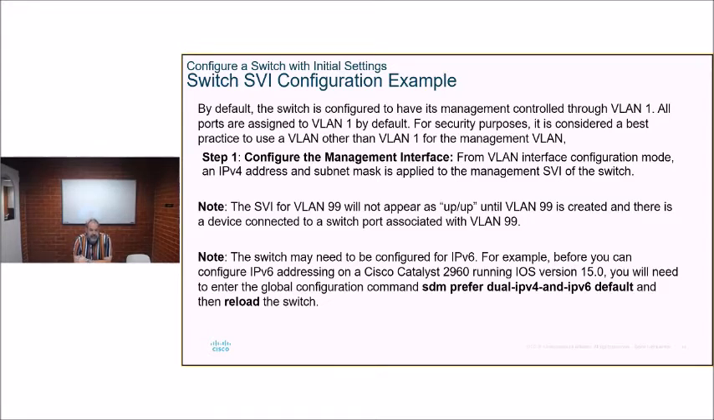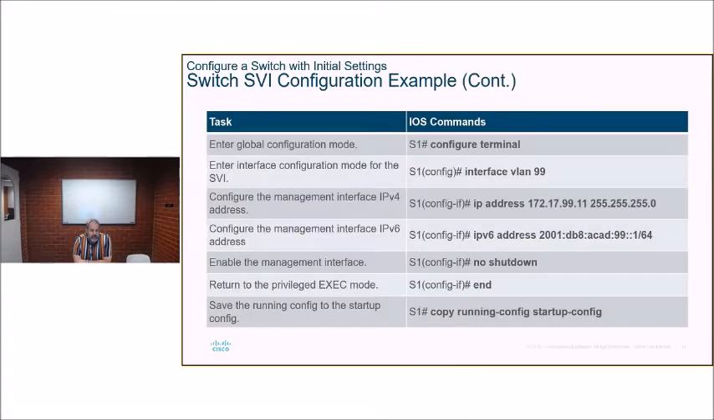The switch may need to be configured for IPv6. For example, before you can configure IPv6 addressing on a Catalyst 2960, you need to have version 15 of IOS, and you will need to enter the global config mode and actually turn it on. Basically, you need to put it into a different mode. So SDM is switch device manager. And then you need to reboot the switch, and then IPv6 will be available.